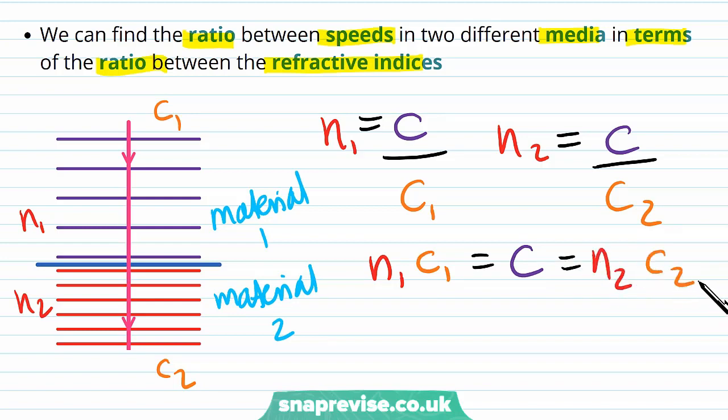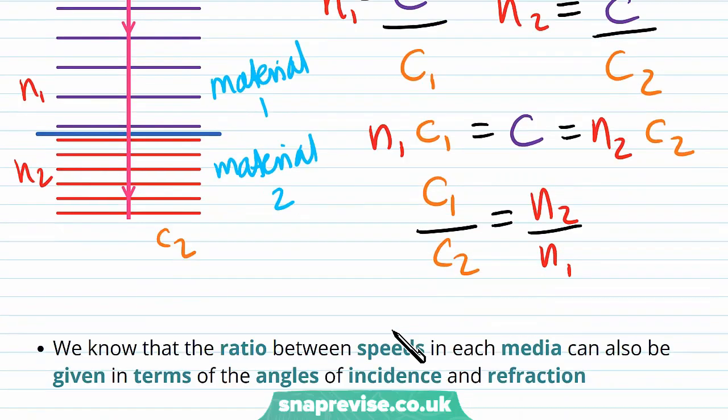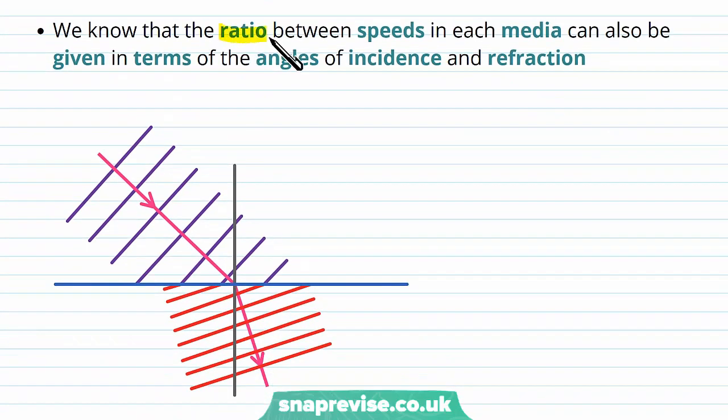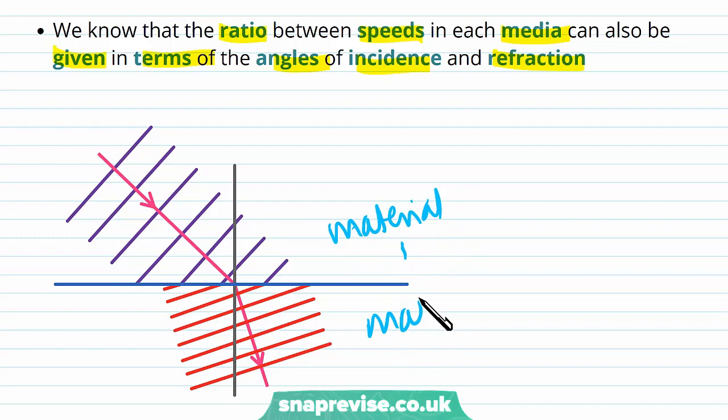So we can therefore get that n1 c1 is equal to n2 c2, and we can write the ratio c1 divided by c2 as n2 divided by n1. So we've got a ratio between the refractive indices of the two materials and the speeds in the two materials. We know that the ratio between speeds in each medium can also be given in terms of the angles of incidence and refraction. So this is material 1 and this is material 2.